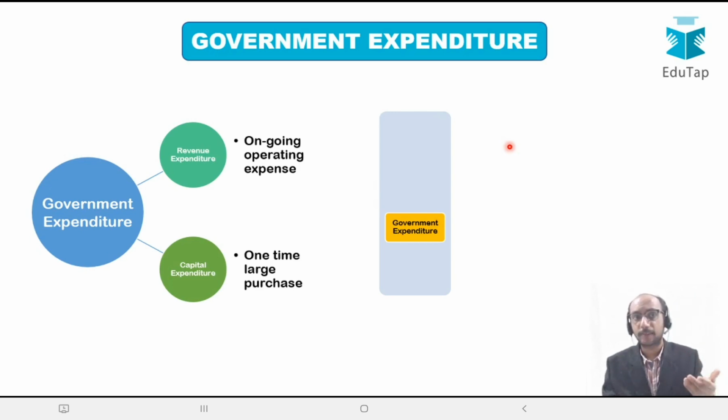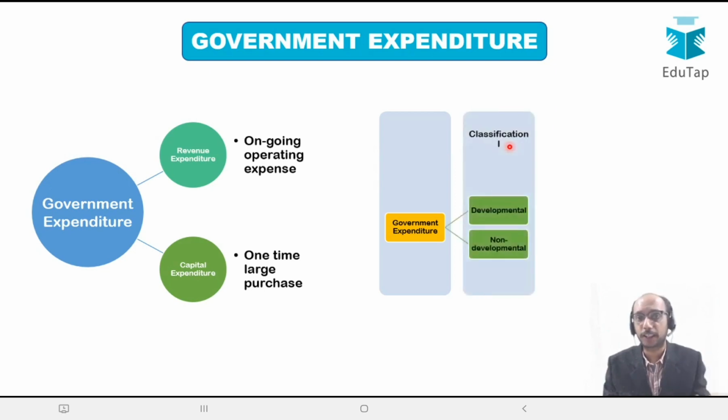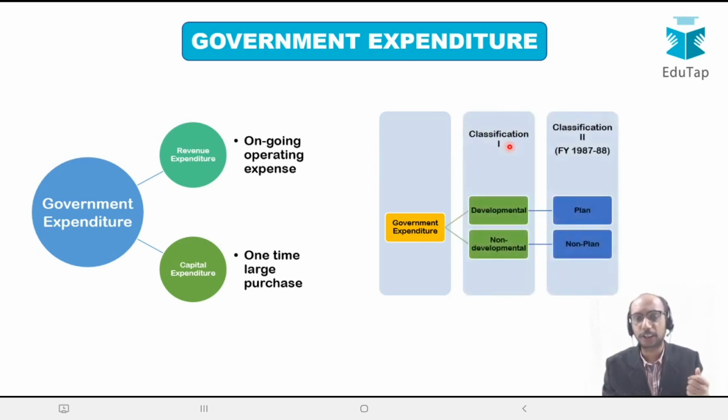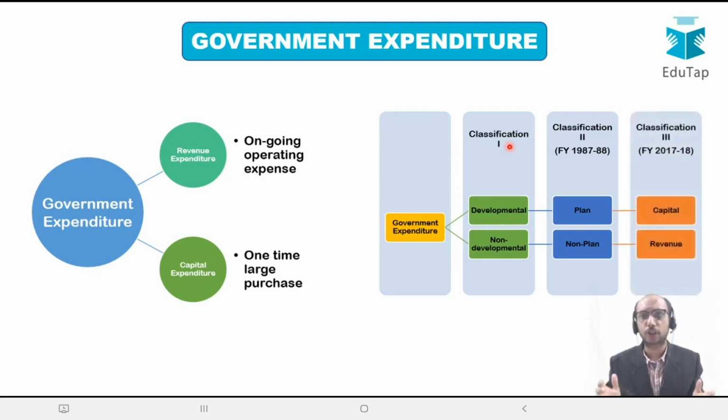The point is that we were not always classifying our expenditure into revenue and capital expenditure categories. Earlier, we used to classify expenditure as developmental and non-developmental. Thereafter, the classification was changed, and we started classifying our expenditure under the heads of plan and non-plan expenditure. Again, the classification got changed, and we started classifying our expenditure under the capital expenditure and revenue expenditure categories.